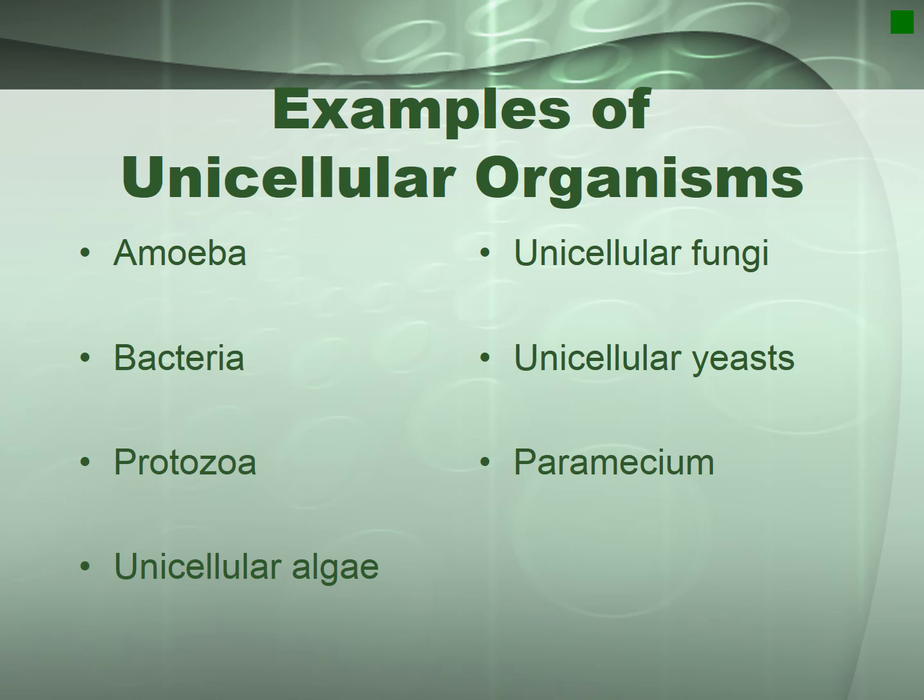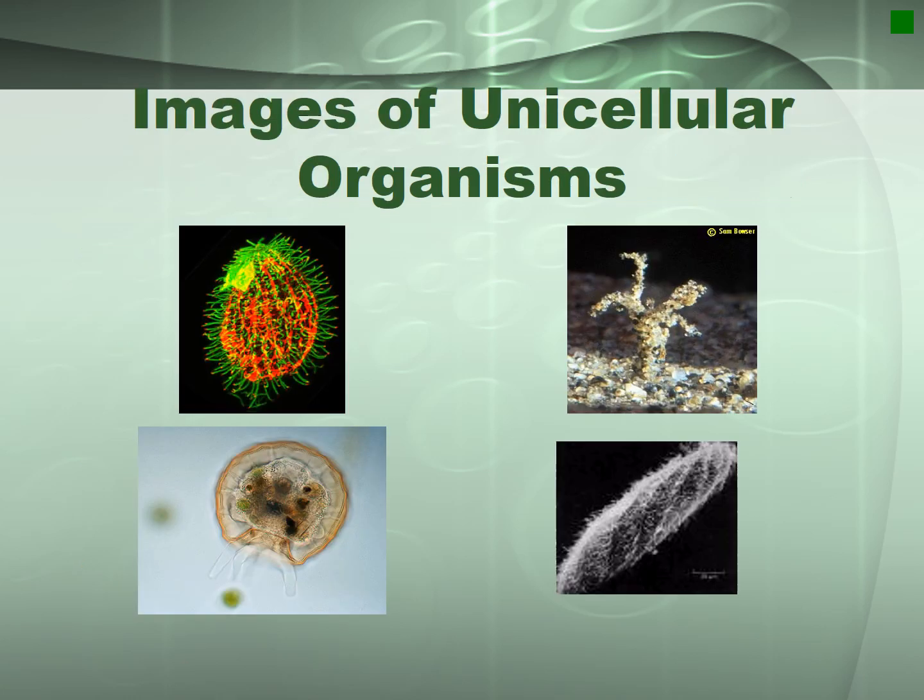Some examples of unicellular organisms include amoeba, bacteria, protozoa, unicellular algae, unicellular fungi, unicellular yeasts, and a paramecium. Okay, so over the next couple of slides, we're going to be taking a look at some images of unicellular organisms.